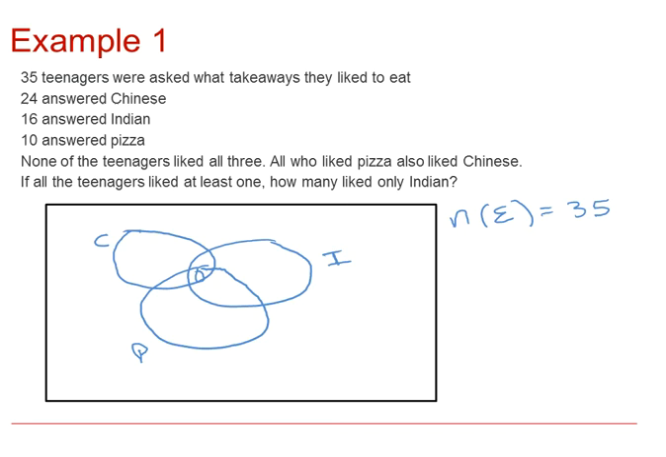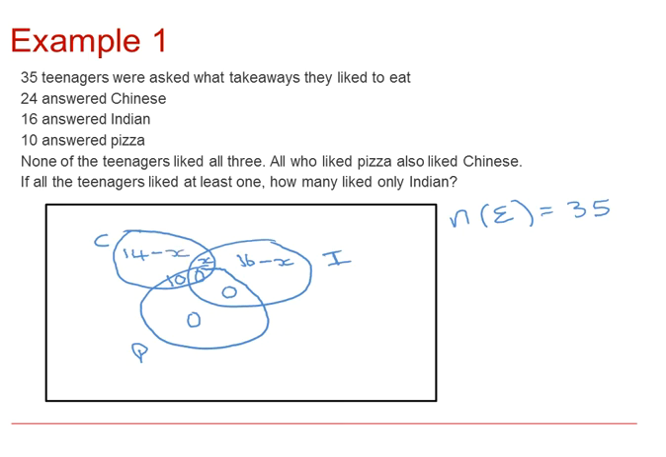We know that all 10 of those who liked pizza also liked Chinese, so therefore those 2 elements or regions will also be a 0. So the real unknown is this overlap of who liked both Chinese and Indian. We know the total amount of Indian was 16, so I'm going to call that 16 minus x there. And therefore, of the 24 answered Chinese, 10 are already accounted for, which leaves 14 then minus x, the unknown.